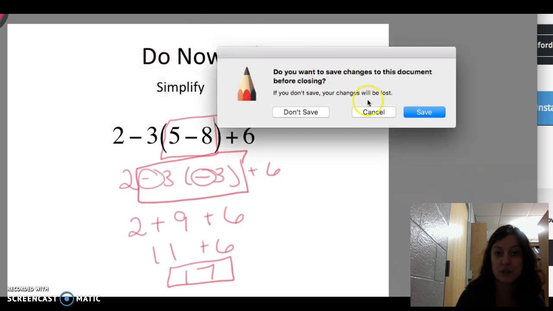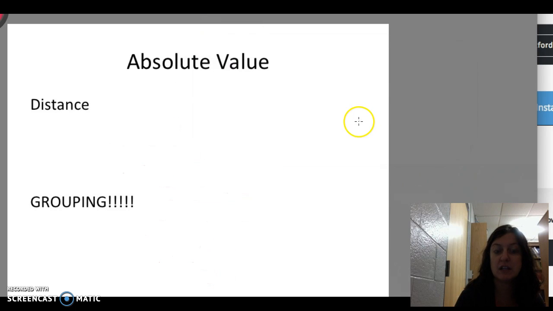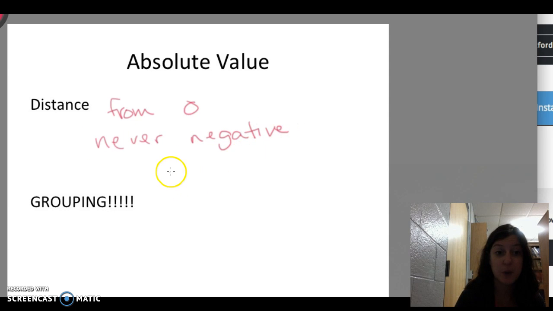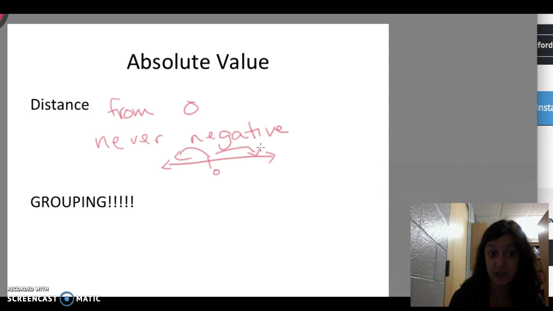So now we go to slide 2. This is where we really get into the absolute value. Absolute value is distance. It's distance from 0. But distance is never negative. You're never going backwards in time; you're always moving forwards. So if you have a number line, it doesn't matter if this is 0 and you're going this way or that way. No matter what, it's a positive distance. You moved somewhere.